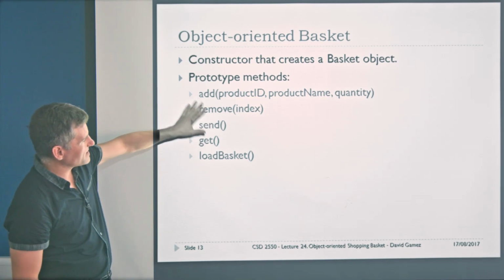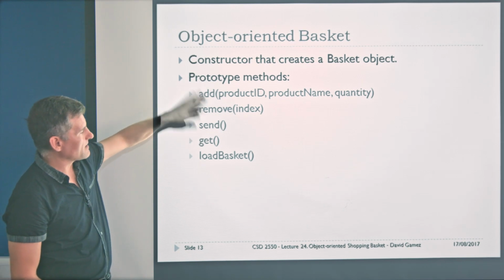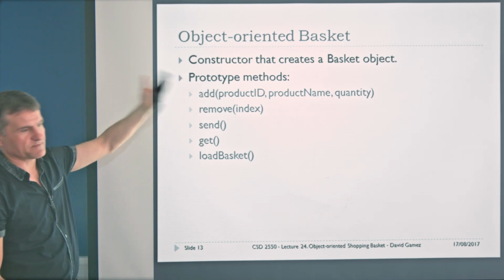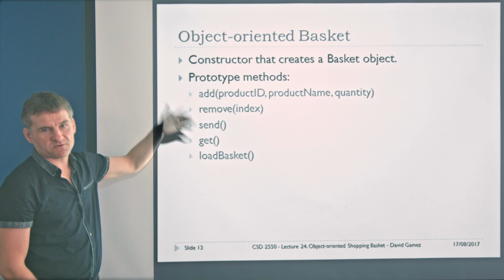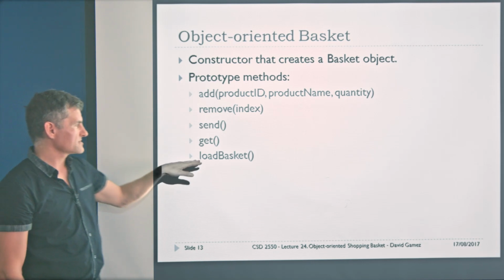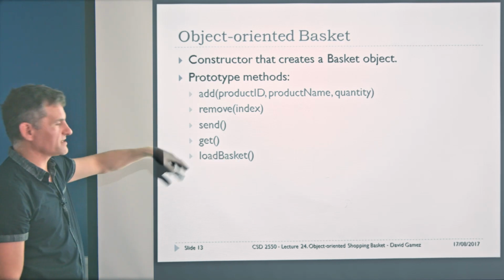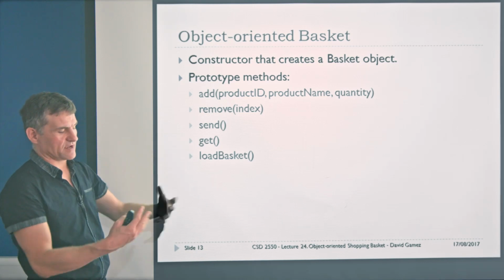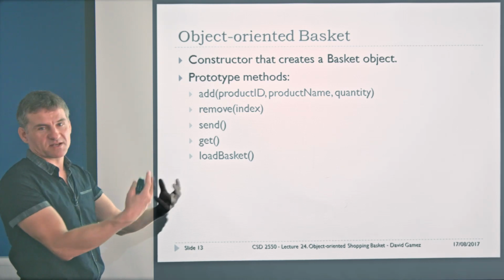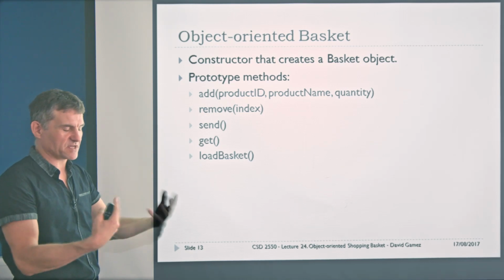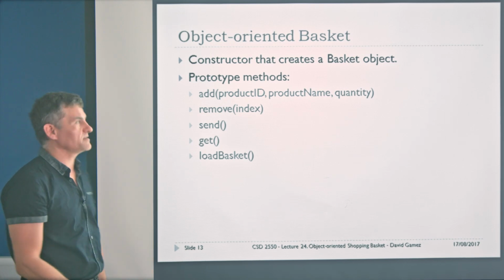So we're going to use these send and get methods. Send will send the basket to the server and update the basket on the server, and get will retrieve the basket from the server. And then we've got load basket, which takes the basket and makes it visible in the page. It wraps it up in some HTML and sticks it in the page so the user can actually see it.